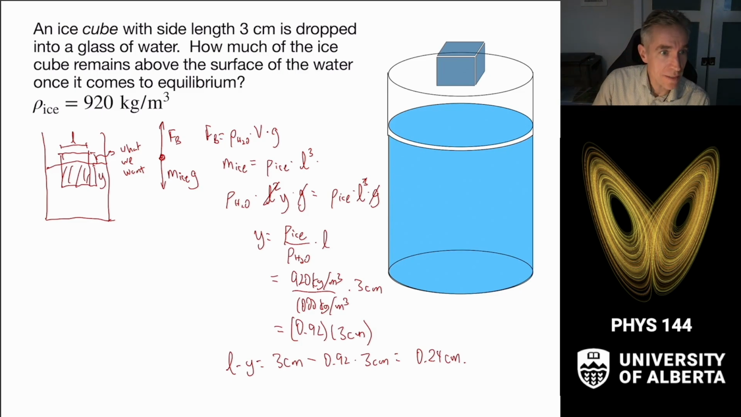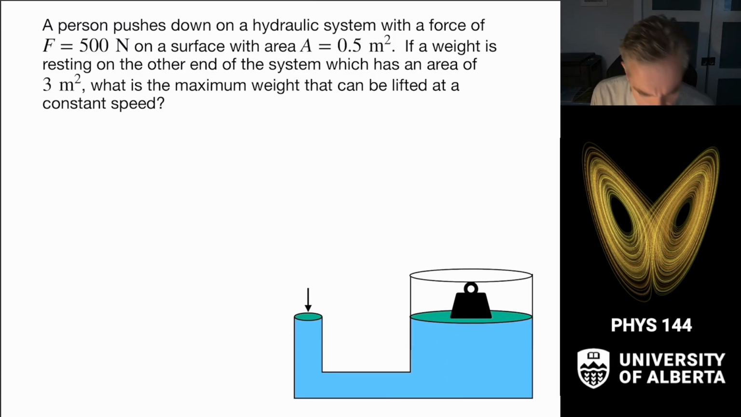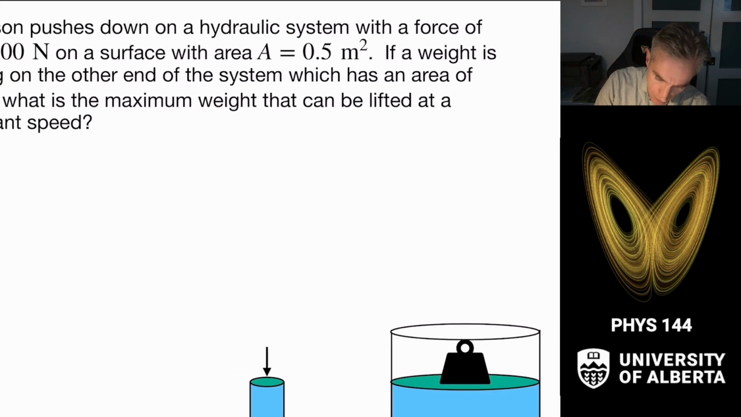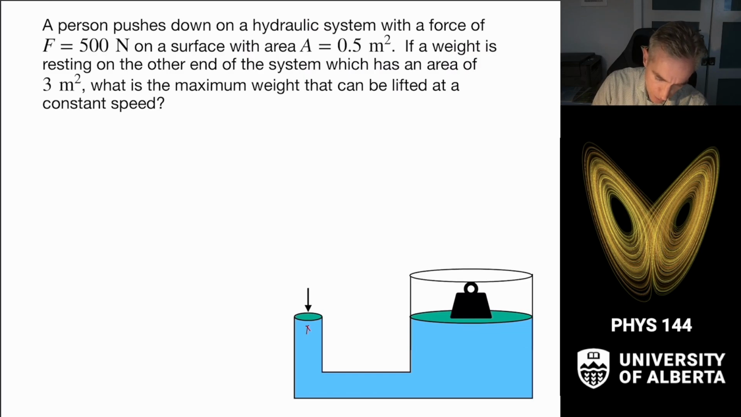Try it at home. Next case, a person pushes down on a hydraulic system with a force of 500 newtons on a surface with area 0.5 meters squared. If a weight is resting on the other end of the system, which has an area of 3 meters squared, what's the maximum weight that can be lifted at a constant speed? So this is basically just asking what the forces are. So we have that the pressures in a hydraulic system are the same. So the pressure there and there will be the same.